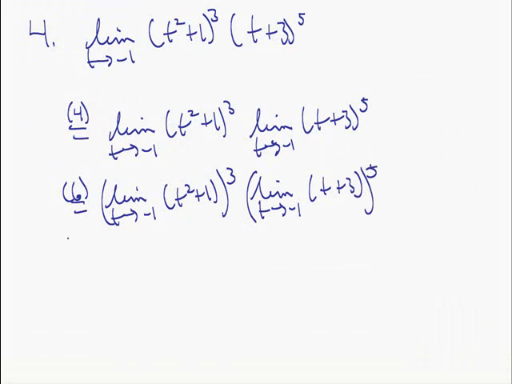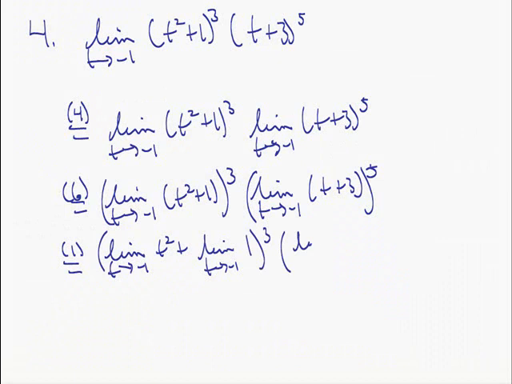Okay, now by limit law 1, we can split up this addition here inside the parentheses. We have the limit as t approaches -1 of t squared plus the limit as t approaches -1 of 1, and then all that's going to be raised to the third power, times the limit as t approaches -1 of t plus the limit as t approaches -1 of 3, all that raised to the fifth power. So here we're using the first law that says that the limit of the sums is the same as the sum of the limits. And then finally, I think we can, by rule 7 and also rule 9.